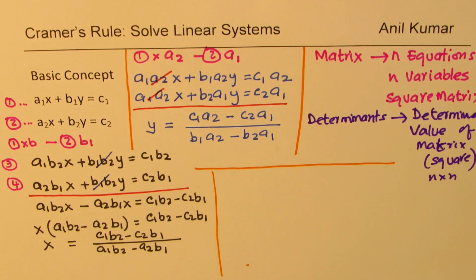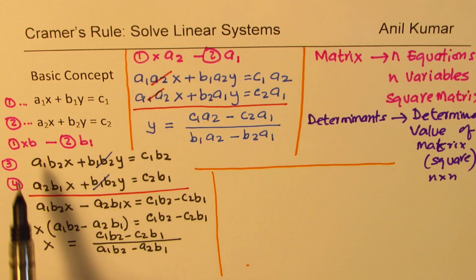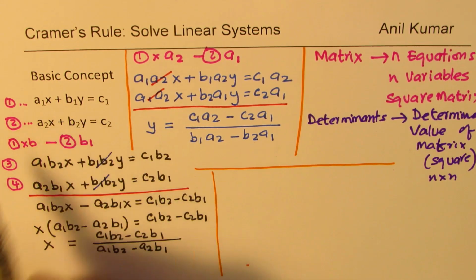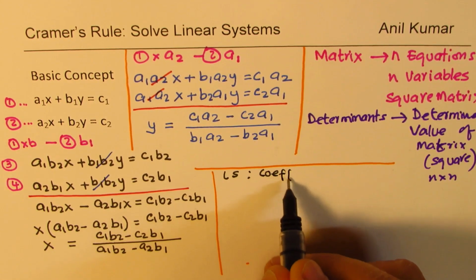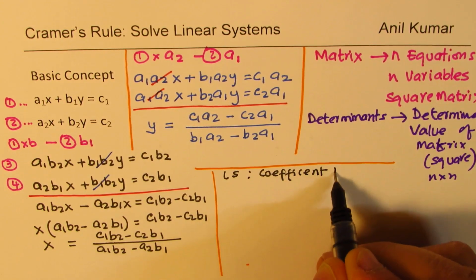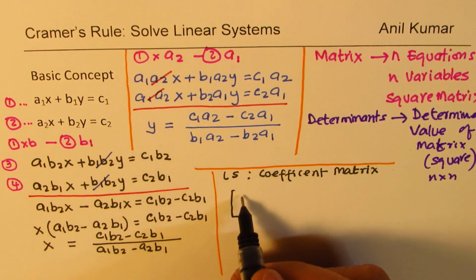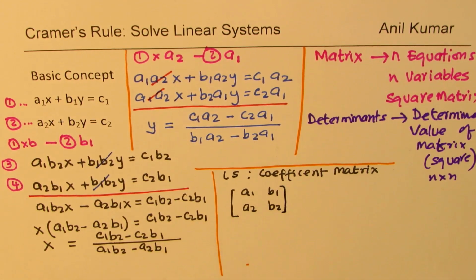Okay, let me partition this page, as we can do in matrix also, right? So this particular equation which we had here, a1x plus b1y equals c1 and a2x plus b2y equals c2. Basically, if I look into the left side of this equation, we could write a coefficient matrix, which is a1 b1, a2 b2, right? This is the coefficient matrix.